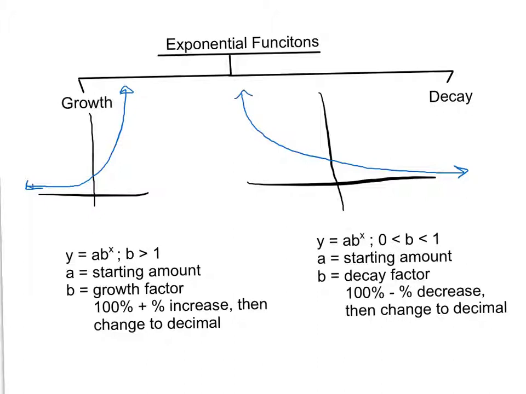Our decay function is going to have that same general form, but now my base is going to be between 0 and 1. Fraction, decimal, however it's written, it's going to be between 0 and 1. A will still be my starting amount, but now because b is between 0 and 1, it's actually my decay factor, so I'm going to take 100% minus the decrease, and then change that to a decimal. Remember that to change to a decimal, you move your decimal 2 places to the left.